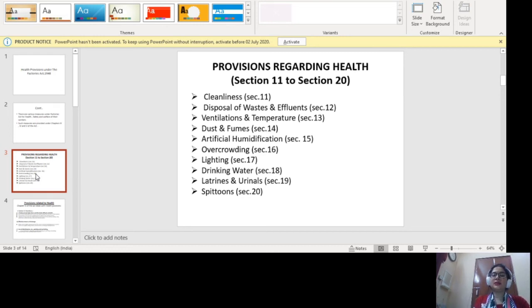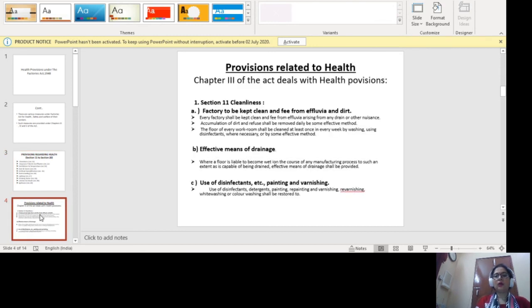Here these provisions are there in section 11 to section 20 of the Factories Act 1948. First provision is regarding cleanliness, then disposal of waste and effluents, ventilation and temperature, dust and fumes, artificial humidification, overcrowding, lighting, drinking water, latrines and urinals, and spittoons. Now, provisions related to health: Chapter 3 provides the various provisions which are related to the health of the workers.